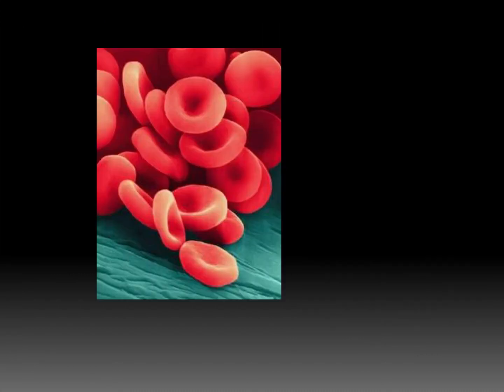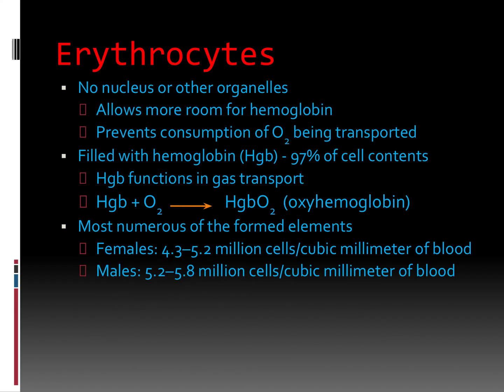So there is a nice picture, again, of the biconcave discs, and you can see that they're not like holey, they're just sort of thin in the middle. Erythrocytes are a good example of structure and function. They don't have a nucleus, they don't have any other organelles because they don't need them, they don't ever reproduce themselves.